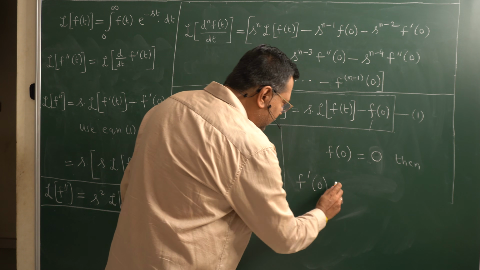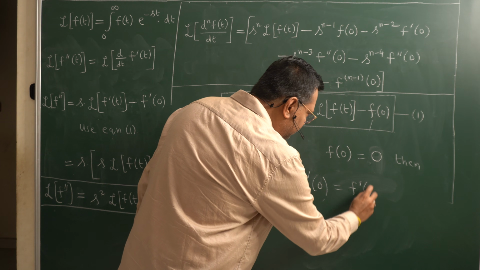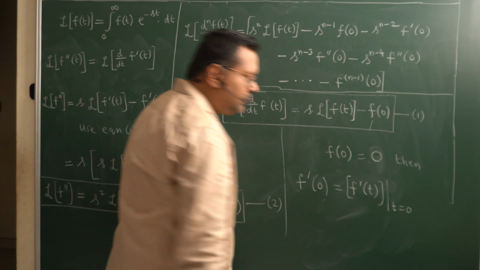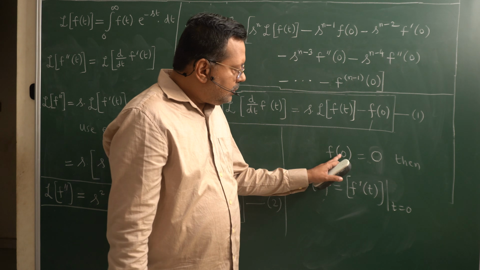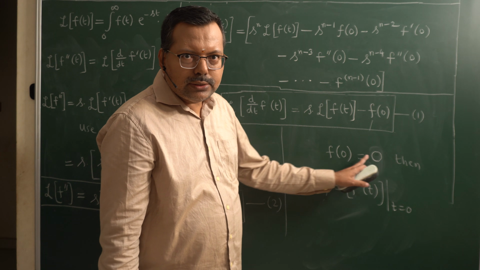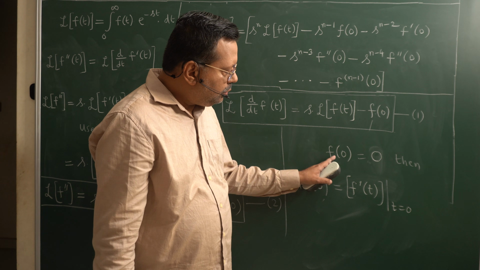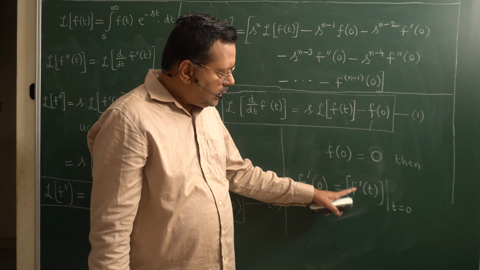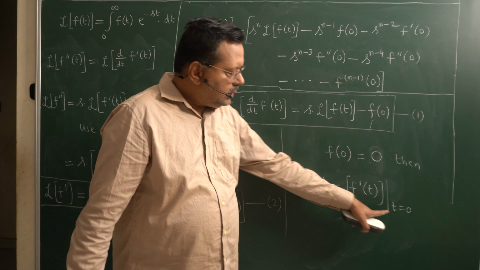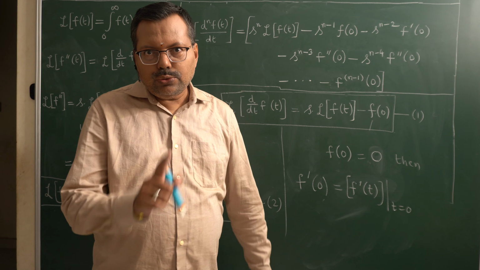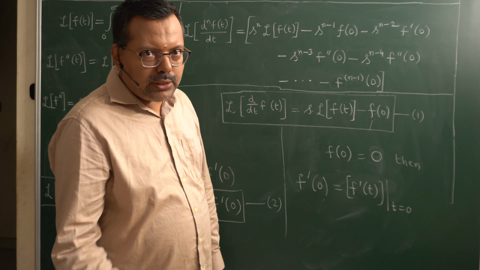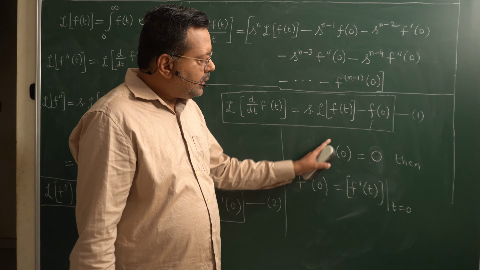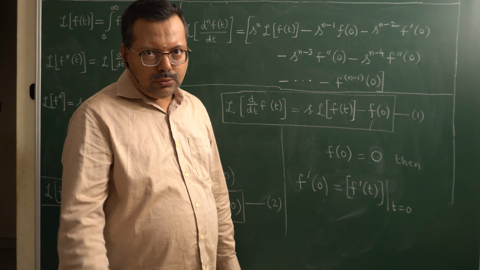F of 0 is nothing but f prime of t, where you substitute t equal to 0. So I am not differentiating 0 here to get f prime of 0. Then what are you doing? You go to the original function and perform the differentiation. That differentiation will be a function of t, and in that t you substitute 0. There is no guarantee that 0 will come. Therefore, if f of 0 is 0, then f prime of 0 need not be 0.